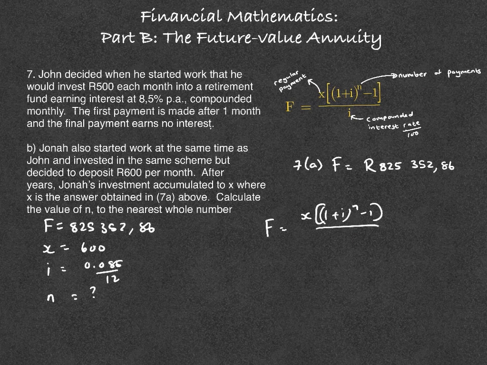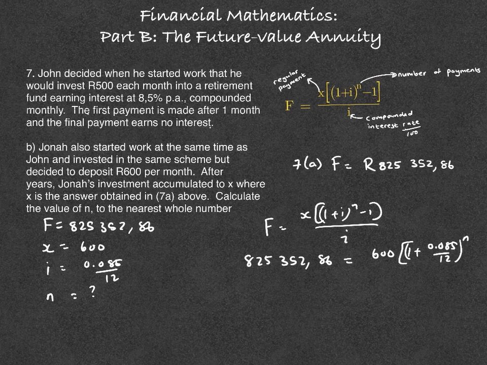Alright, and we've got 825,352.86 is equal to 600 times (1 plus 0.085 over 12) to the power of, so how many? Well, of course, that's what we want to work out, n, alright, and then minus 1, over 0.085 over 12. This is where calculator skills are very important again.